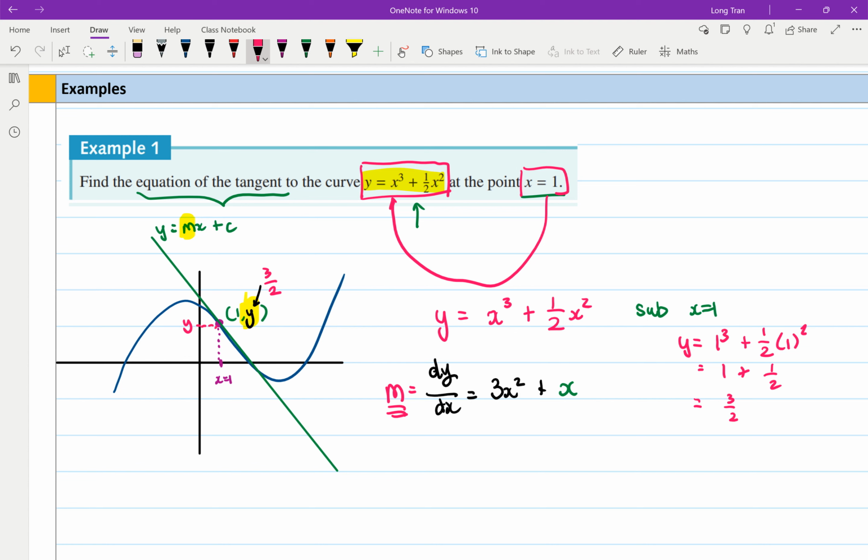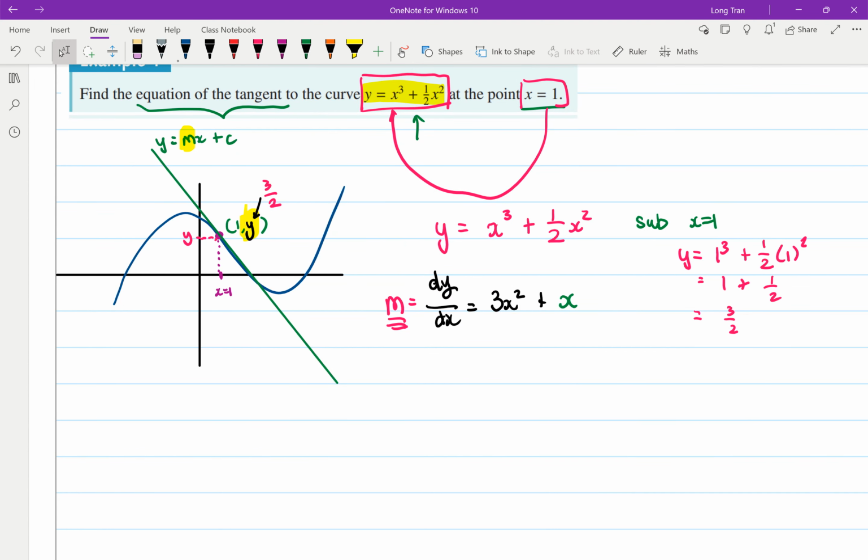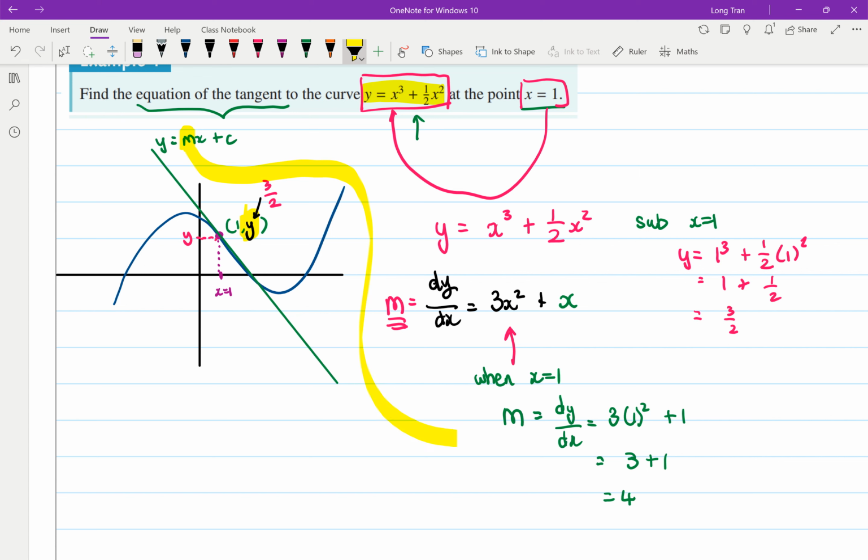So here I can write, okay, when x equals 1, what is m equal to? The derivative is m. So here I sub 1 in, that becomes 3 times 1 squared plus 1, and that gives me 3 plus 1, which is 4. So what that tells me is that this gradient here must now be 4.